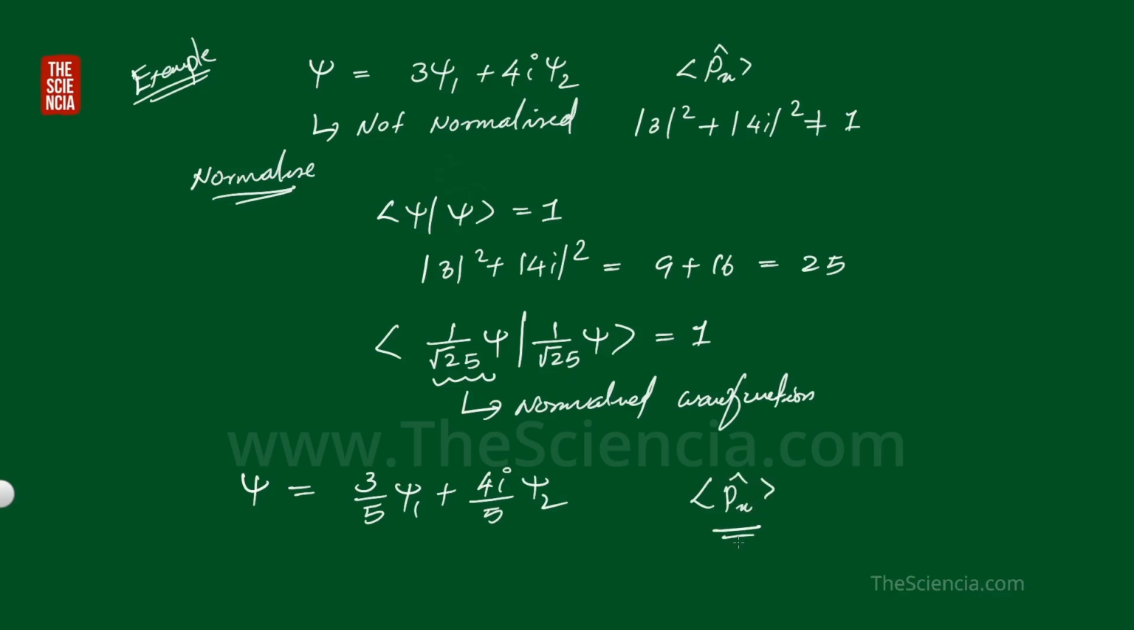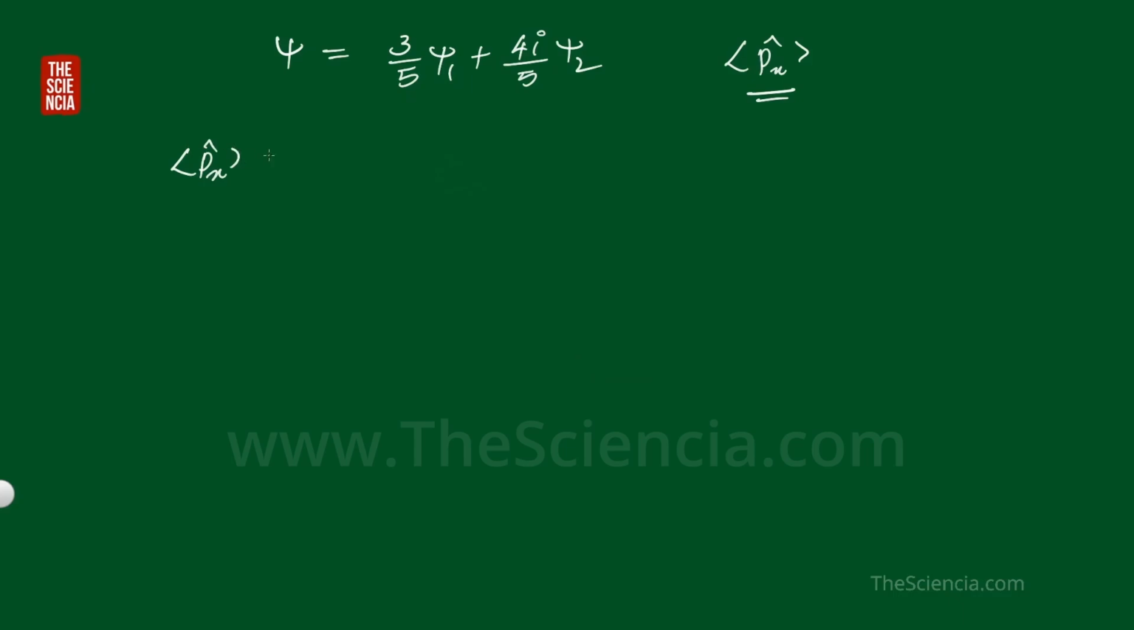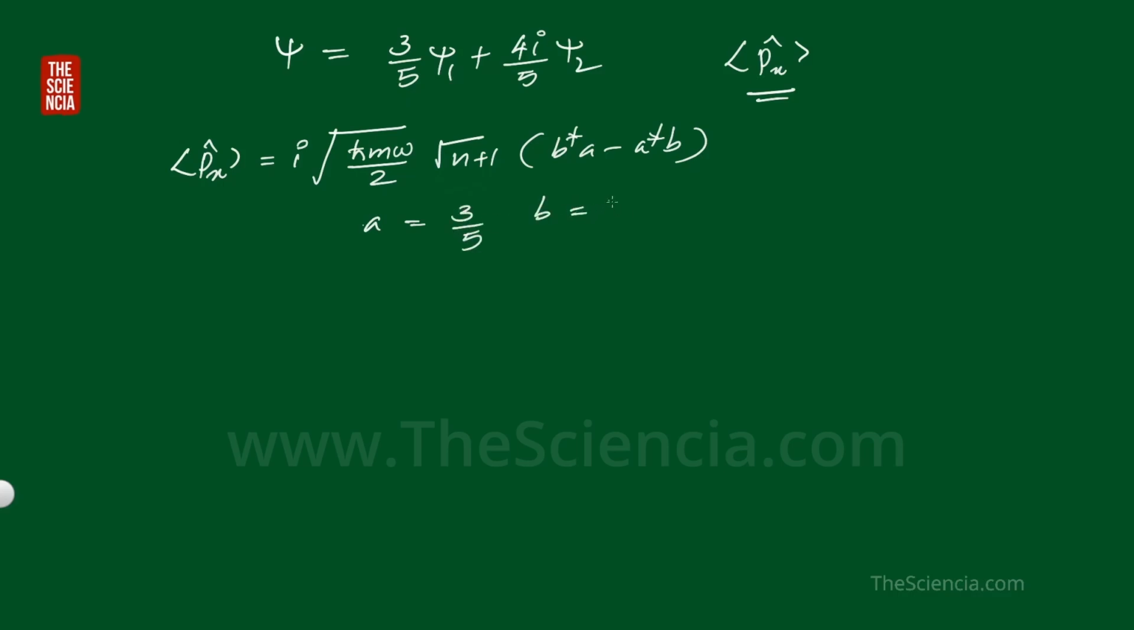Now the question is to find the expectation value of Px, right? And we know the expression for Px. The expectation value of Px is equal to i root h cross m omega by 2 root n plus 1 into B star A minus A star B. And we have to find the values of A, that is 3 by 5, B, that is 4i by 5, and we have to find the conjugates, that is A star is 3 by 5 and B star is minus 4i by 5, and the n value is equal to 1.